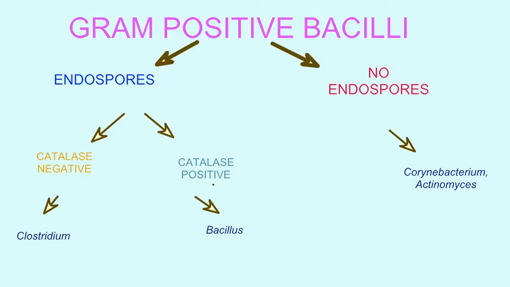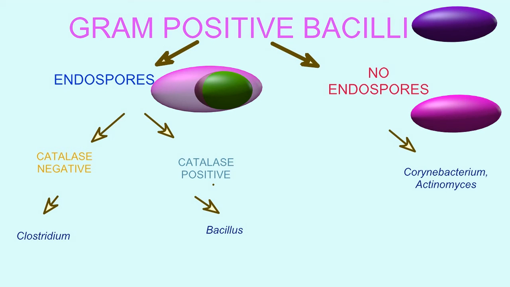If an unknown bacterium was identified using the tests in this flowchart, the first test would be the gram stain. If the bacterium was a gram-positive bacillus, one would then test whether or not endospores were produced. If no endospores were produced, then one would look at the genera on the right of the flowchart.